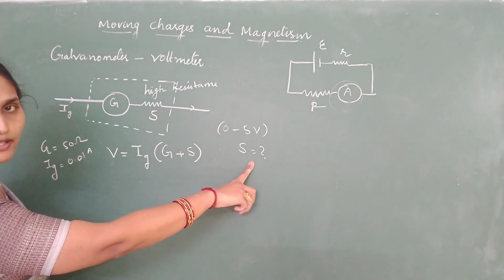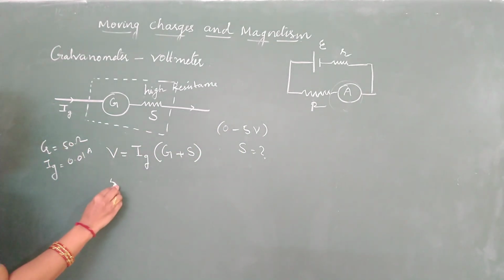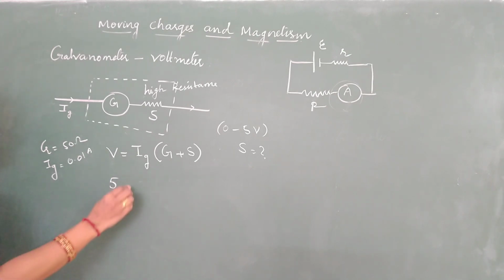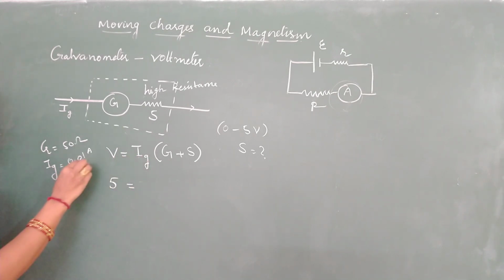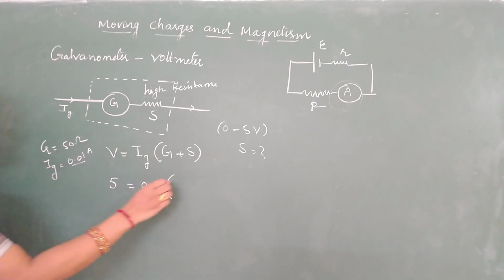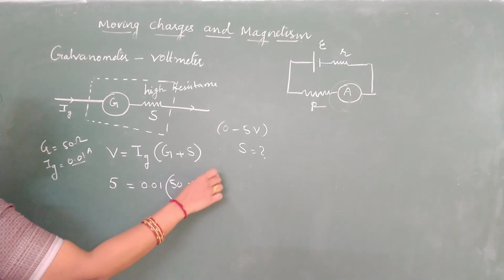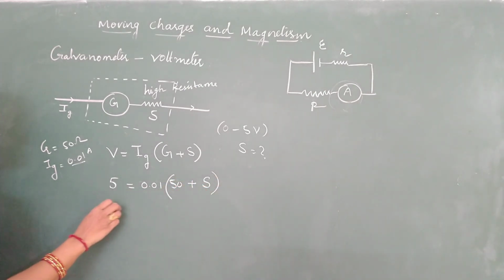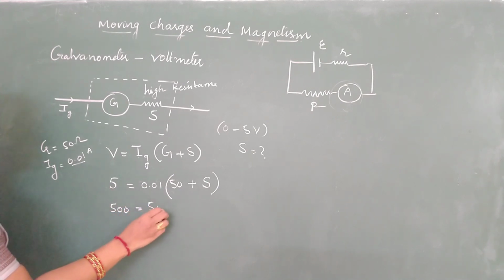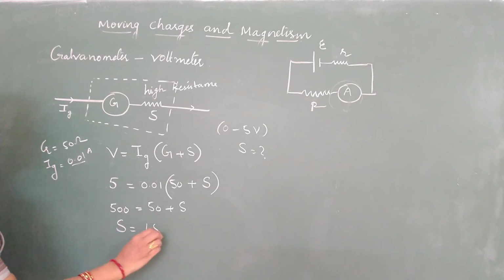Then what should be the shunt resistance? Put all the values in V. We want the voltage measured to be 5 volts, which should be Ig, 0.01, times the galvanometer resistance, which I took as 50 ohms, but actual values will be much lesser than this, plus S. Simplify: 5 by 0.01 should be 50 plus S. What is S coming out to be?